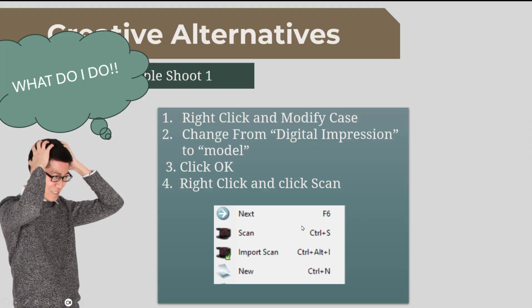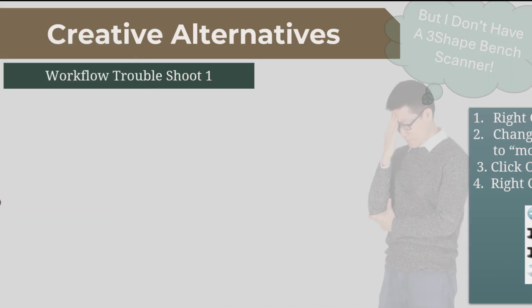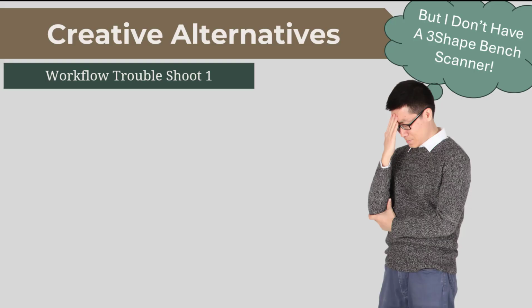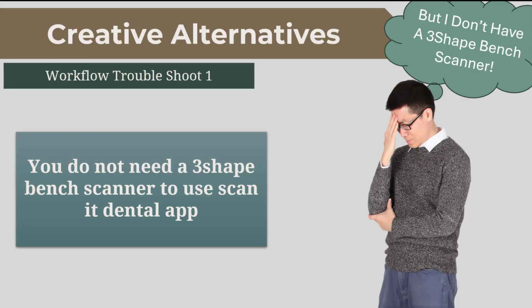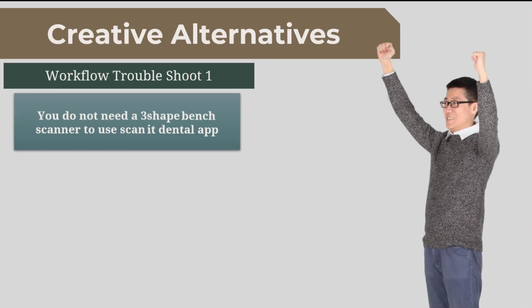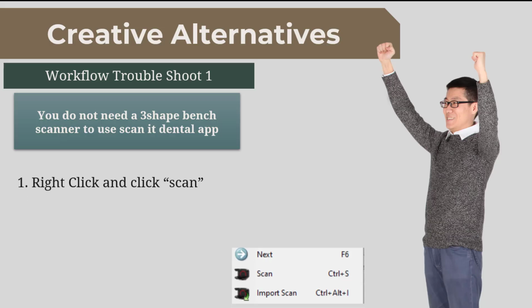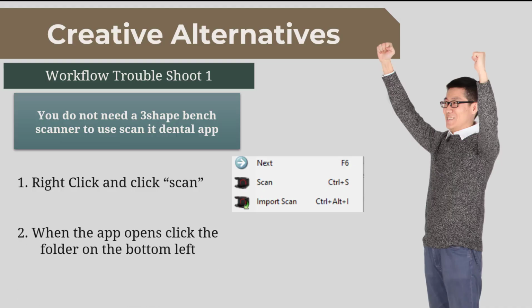So then we can right click and scan, and we can scan in that new bite on our bench scanner. And I know what you're thinking, I don't even have a bench scanner. That's why I set it up as digital impression to begin with. You do not need a 3Shape bench scanner to use the Scan It Dental app. When you purchase 3Shape, it comes included with the scanning app, even if you do not have a 3Shape bench scanner. And this app is used for a whole bunch of things. So we can celebrate.